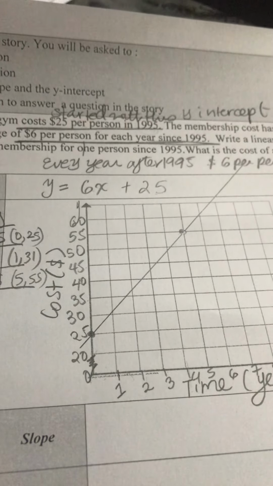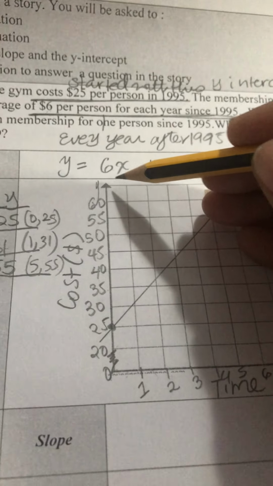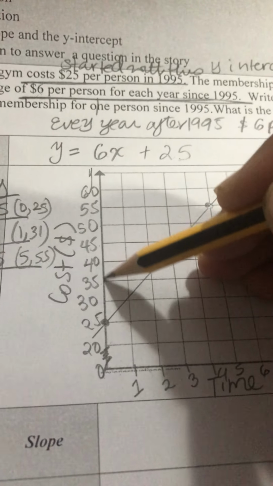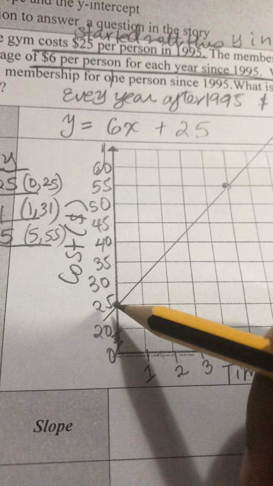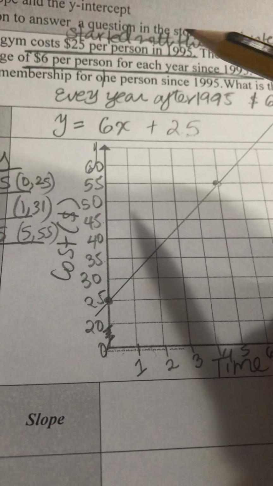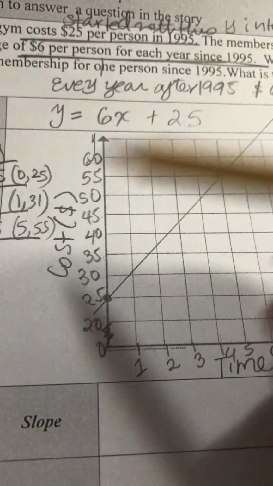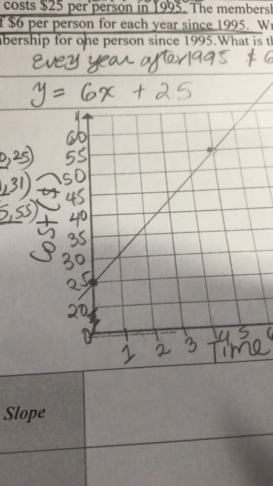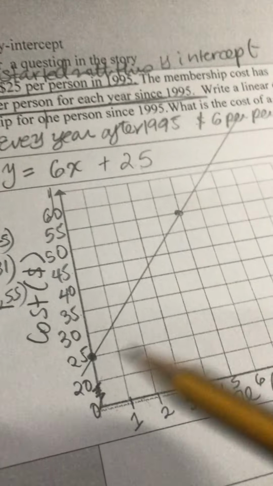Now, how do I check I'm correct? My y-intercept is 25. If I go on my y line, my graph is touching the y-axis at 25. My slope is positive. This means my line will be going up. Yes, my line is going up. So I have confirmed that I am correct.